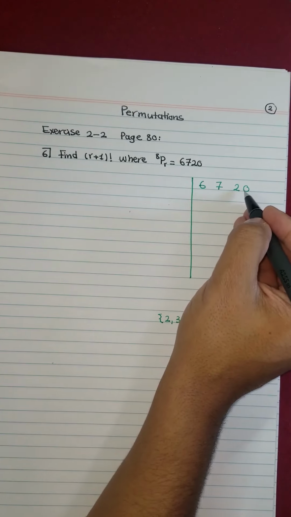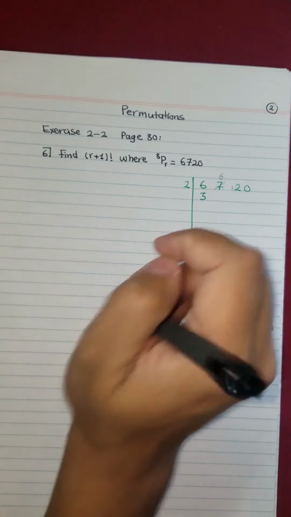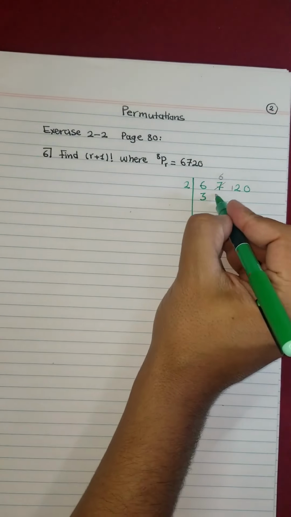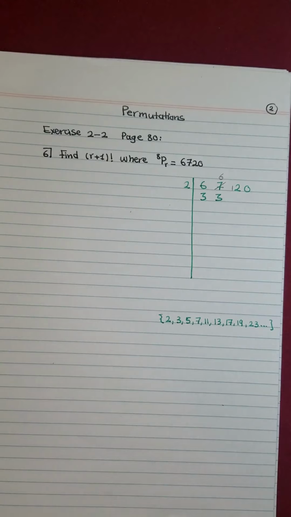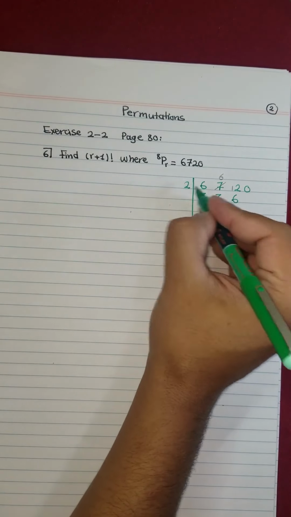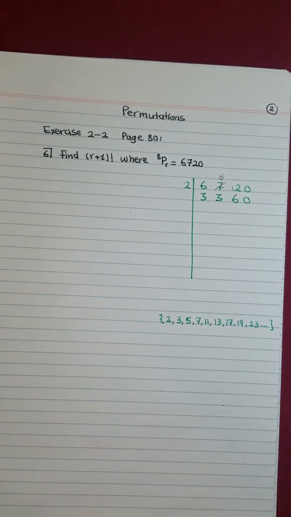6 divided by 2, we get 3. 7 divided by 2 cannot be done, so I reduce 1 from the 7, I get 6, and that 1 goes here. So 6 divided by 2 is another 3. Then 12 divided by 2 is 6, and 0 divided by 2 is 0. Good, so we got 3,360. Of course, if you can do this in your mind, you don't need long division like this.